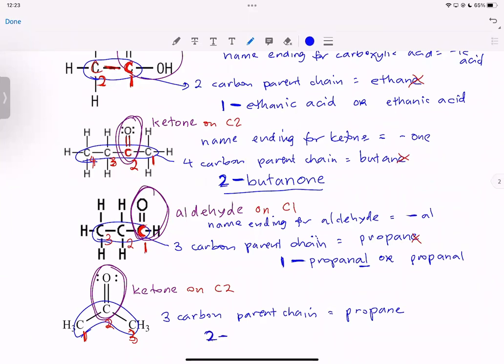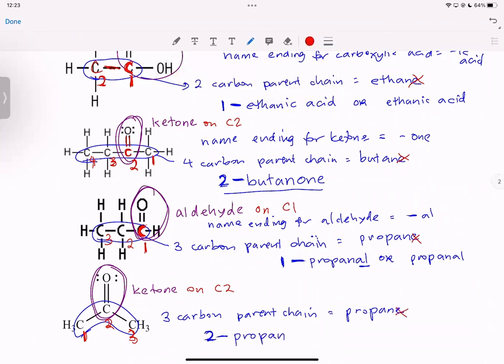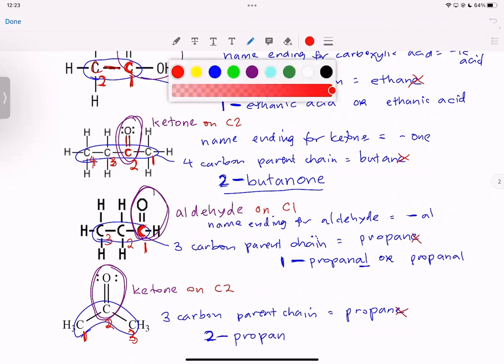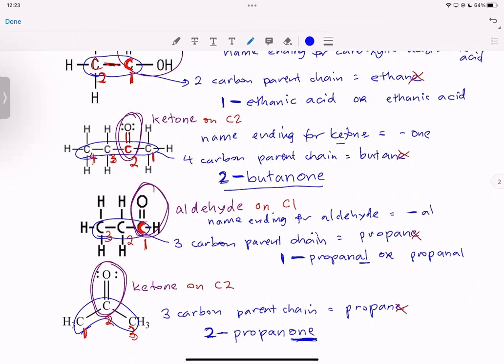And then go into the parent name, which is propane, except don't keep that E. You want to change the name ending to represent that there's a ketone there. So the name ending is ONE for the ketone. We saw that ONE name ending for the ketone before. And so 2-propanone is the name. Just looking at the name ending quickly tells you what the functional group is in the molecule.